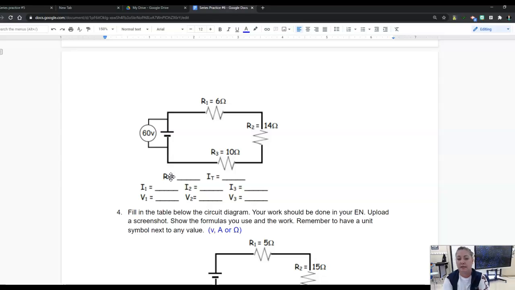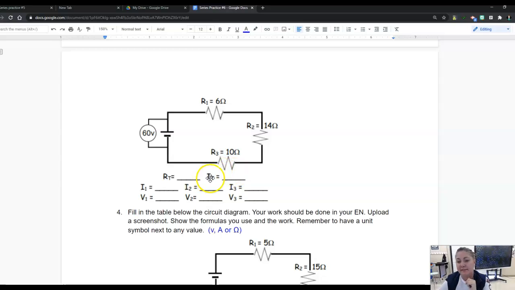So this one, RT. The formula is RT is equal to R1 plus R2 plus R3, which is equal to 6 ohms plus 14 ohms plus 10 ohms. So you should write the formula, and then you should put in 6 ohms plus 14 ohms plus 10 ohms. And what you get as your answer is your total resistance, which looks like it is 30. 10 plus 14 plus 6.